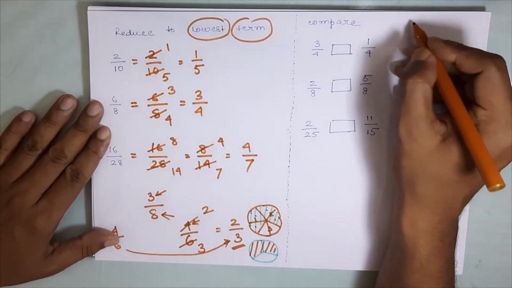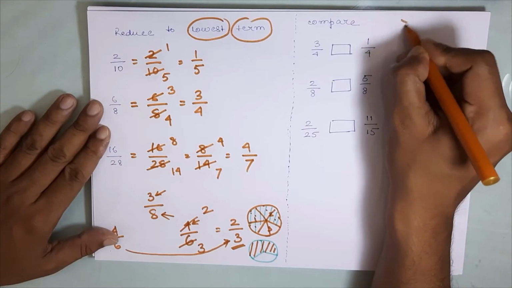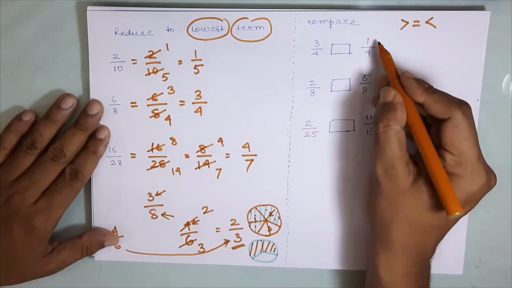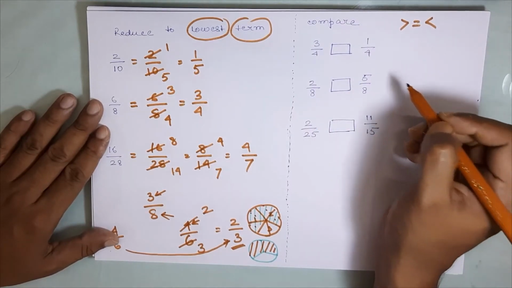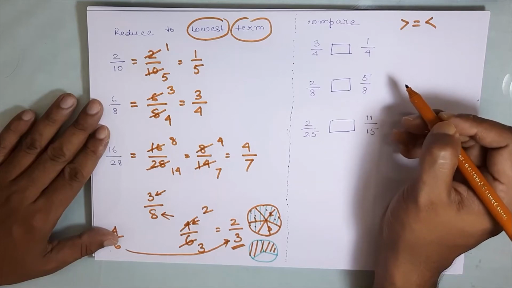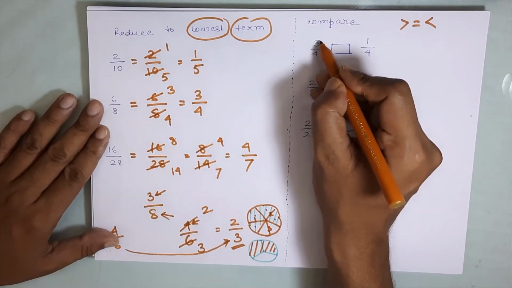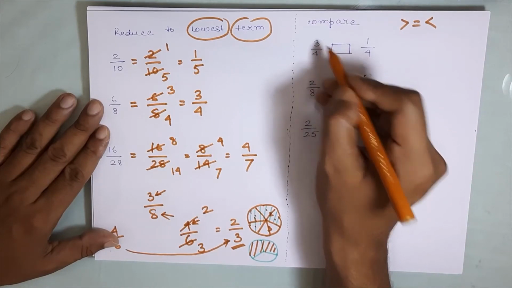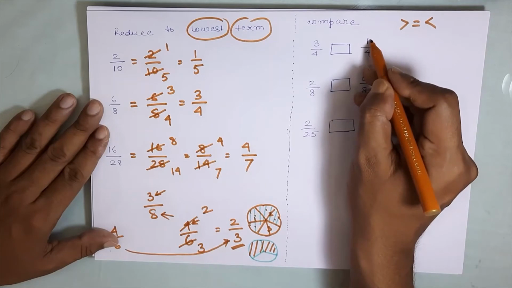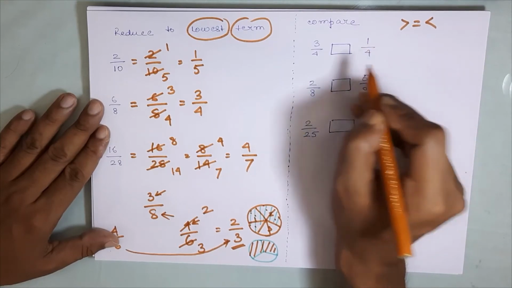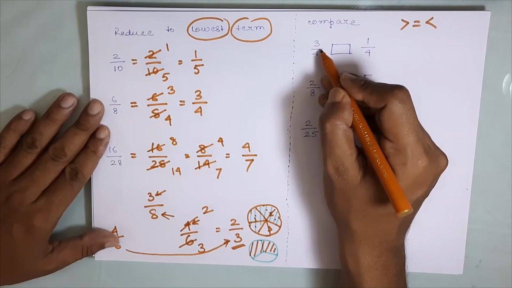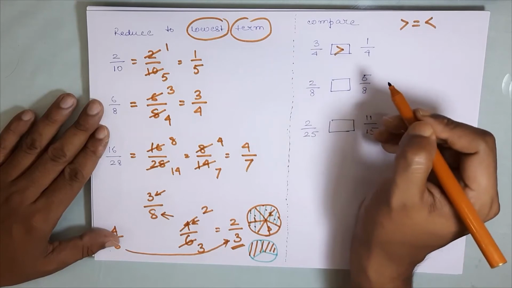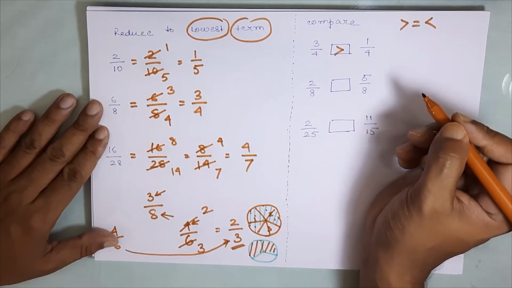Now there is a comparison you have to do. That means you have to identify whether it is less than, equal to, or greater than. Now 3 by 4 and 1 by 4. How do we do that? If you have got a pizza which is equally divided into 4 portions, here you are designating 3 equal portions out of 4 portions, and here you are designating 1 equal portion out of 4 equal portions. So obviously 3 is bigger than 1. So here it will be this. So we always point to the smaller number.